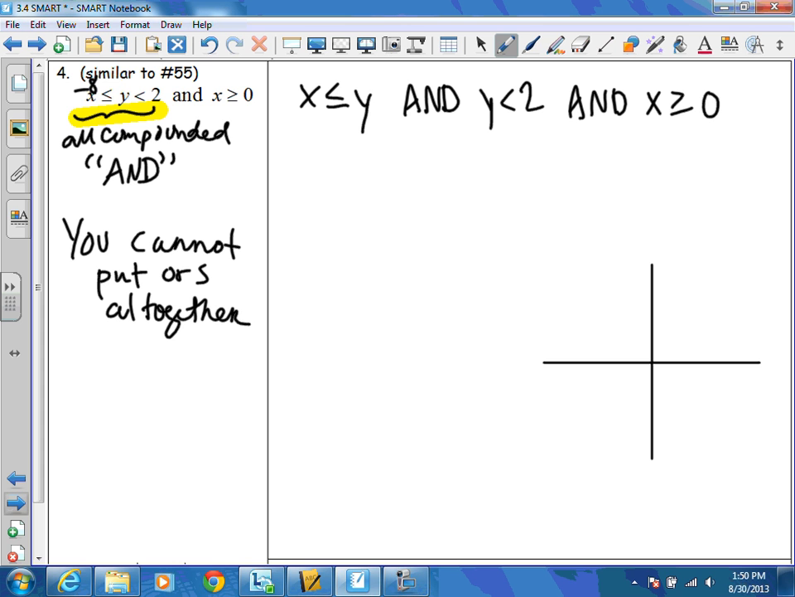Well, I need to solve for Y. Y is greater than or equal to X. Anything I need to do to this? No. What kind of line is this? Horizontal. And what kind of line is this? Vertical. This is vertical, right?